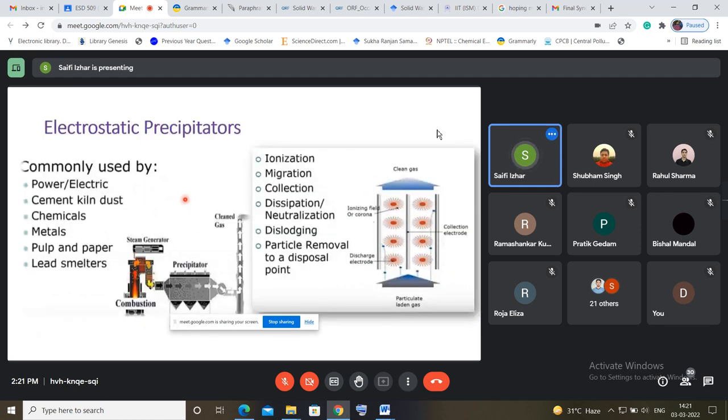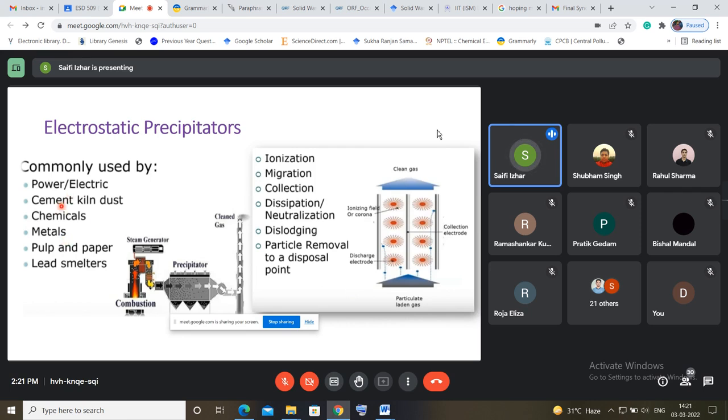So this phenomenon is more suitable for finer particles, because here you are charging the particles, and because of the electrostatic charge, they are being removed from the gaseous stream. This gas will flow, and the relatively clean gas will come out from the top. These electrostatic precipitators are used in different industries.